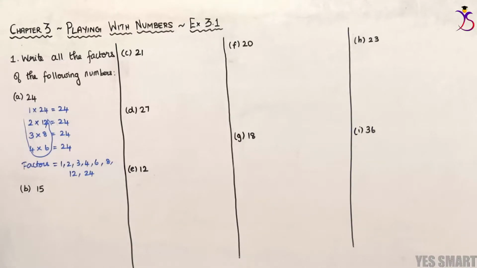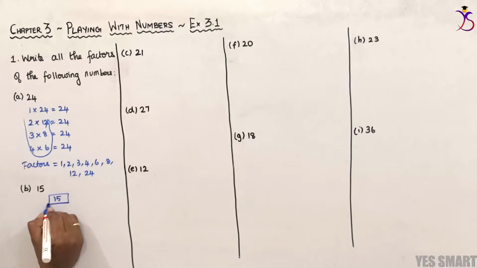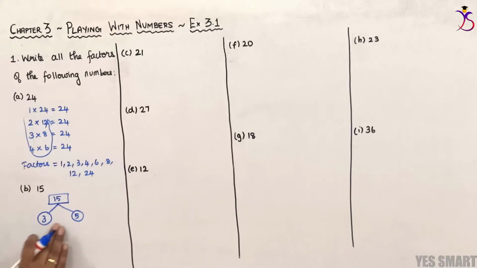Moving on to the B subdivision, 15. Let's solve 15 using the factor tree method. 15 is a composite number, therefore we have to write it in a square box. This 15 can be split into 3 fives are. This 3 and 5 both are prime numbers, therefore they have to be captured by a circle. Further, we cannot expand the 3 or 5 because they are prime numbers, so we can just stop there.